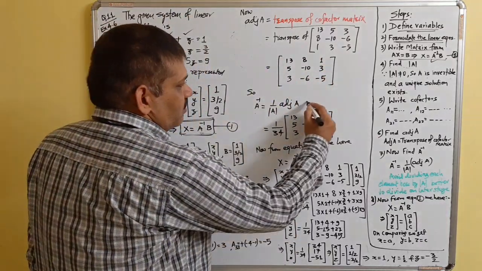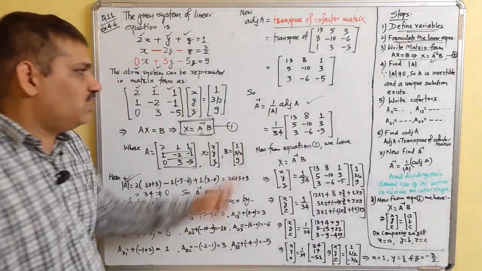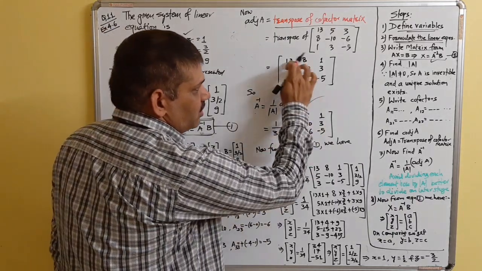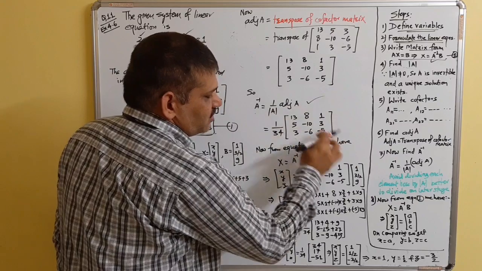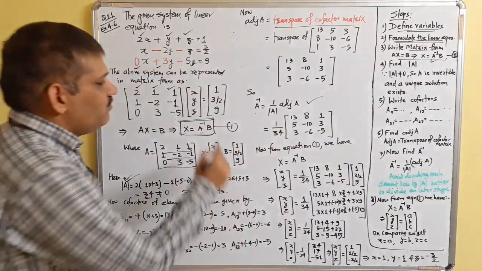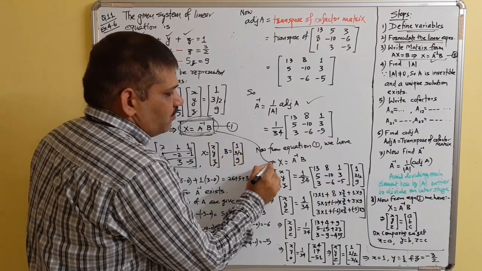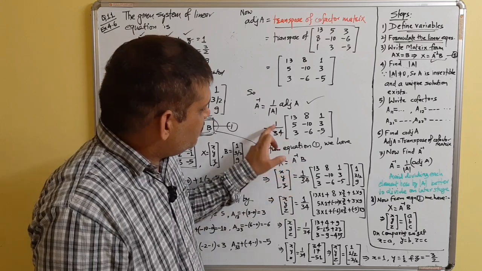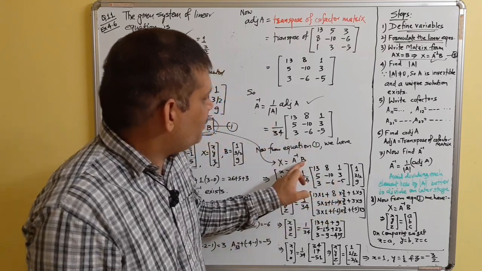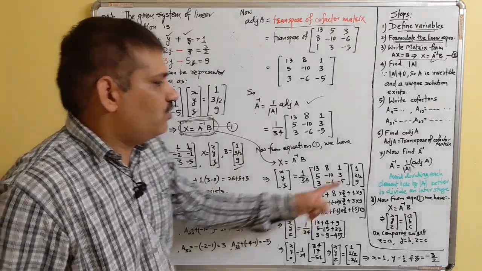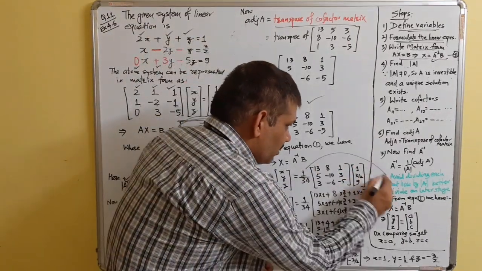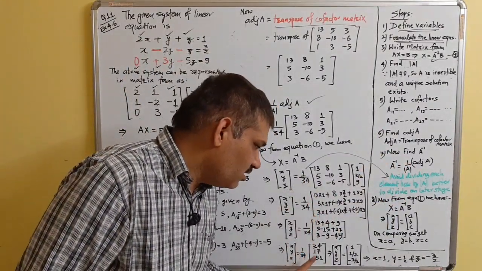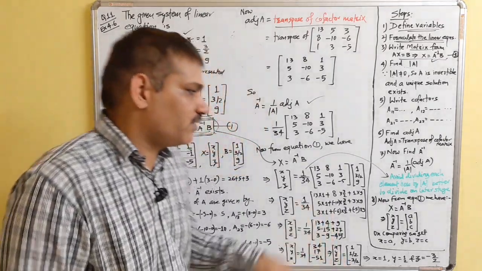Now A inverse, the formula is 1 upon determinant A times adjoint A, and the value of determinant A is 34. So 1 upon 34 times adjoint A: 13, 8, 1; 5, minus 10, 3; 3, minus 6, minus 5. Now from equation 1 we have the solution X is equal to A inverse B. Now we put the values: X is the column matrix x, y, z, A inverse is 1 upon 34 times this matrix, and B is 1, 3 by 2, 9. Avoid dividing by determinant A here. We will divide by determinant A in the last step only, which will make the calculation easy.